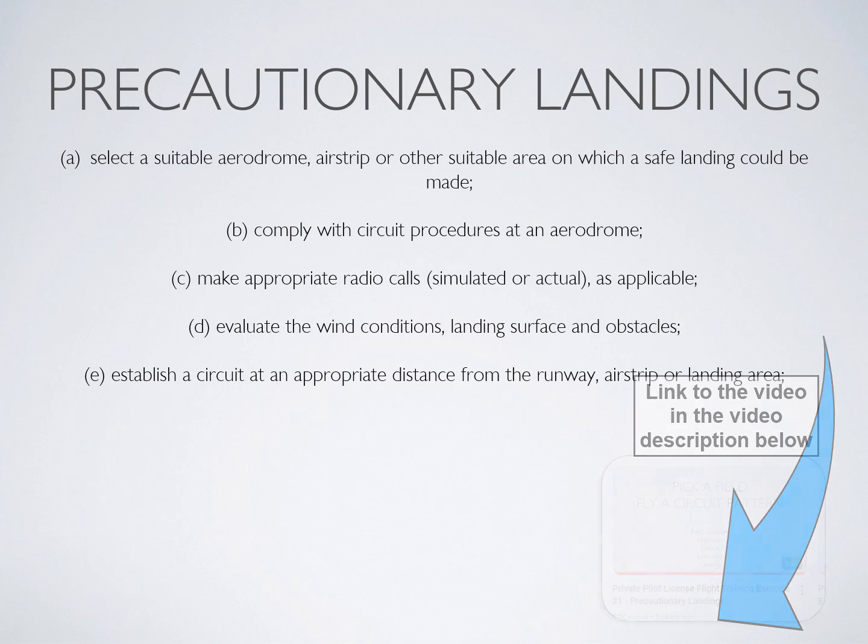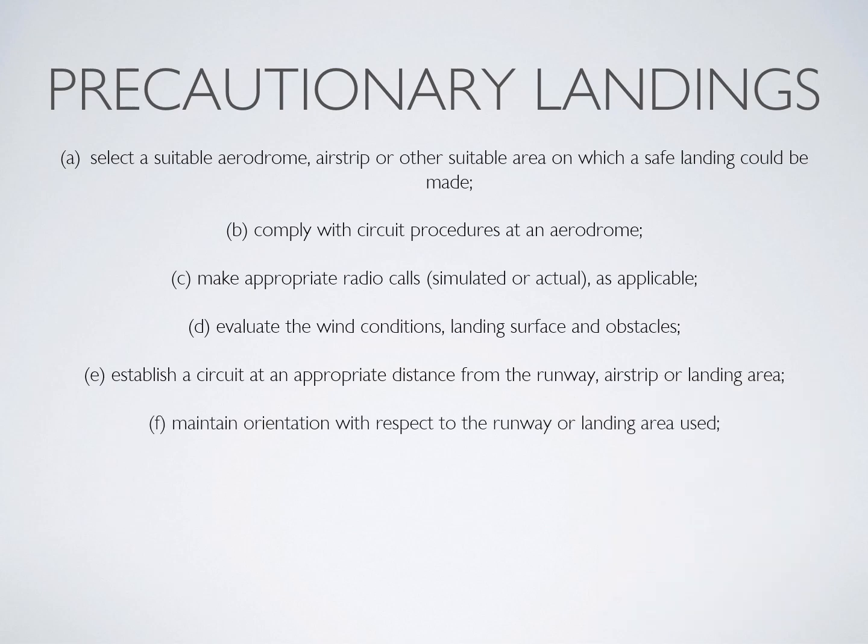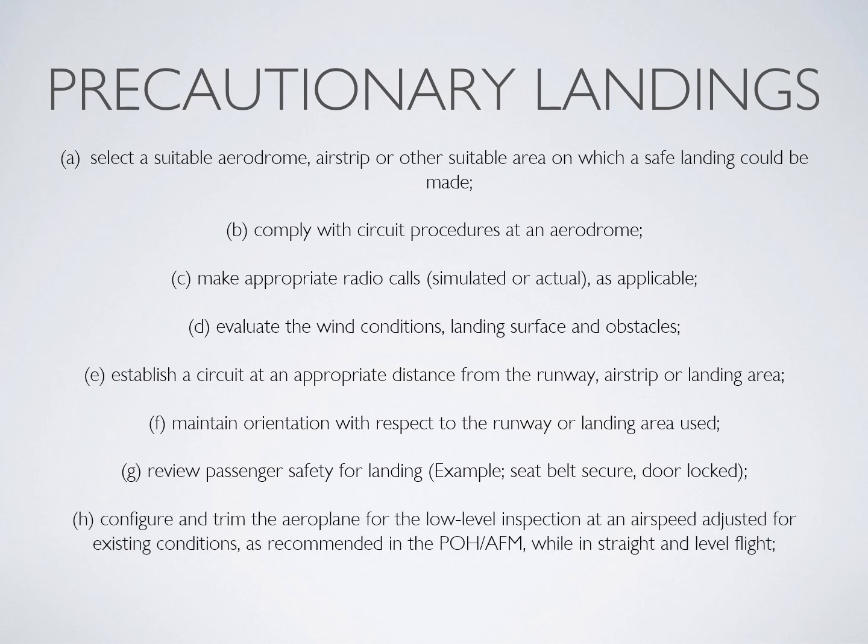Establishing a circuit, a suitable distance, maintaining orientation. This is important if you're selecting an off-field landing area. Reviewing passenger safety. So again, your passenger briefings, don't forget them. And configure and trim the airplane for a low-level inspection at an airspeed adjusted for existing conditions as recommended by the POH. So some POHs actually have established conditions for low-level passes. However, in the absence of that in the POH, typically it would be some degree of flap and some recommended airspeed that is a lower airspeed than cruise, but not an unsafe airspeed at all. Definitely not on the backside of the power curve.